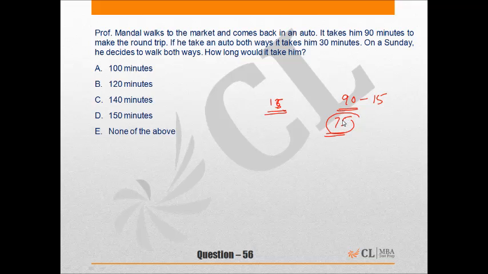And here it is asking, on a Sunday he decides to walk both ways, how long would it take him? As we know that to walk to market from his place he takes 75 minutes, so to make the round trip, or to walk to market and come back home, it will take twice of 75, which is 150 minutes, and this is given in option D.